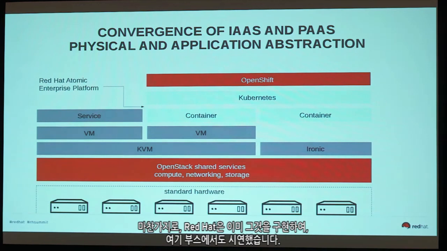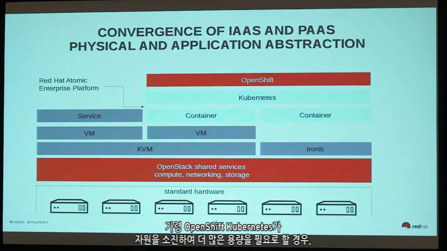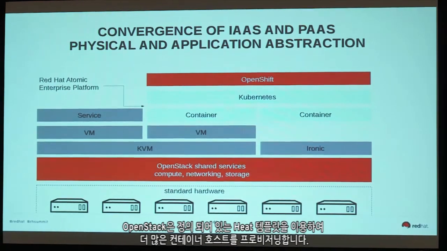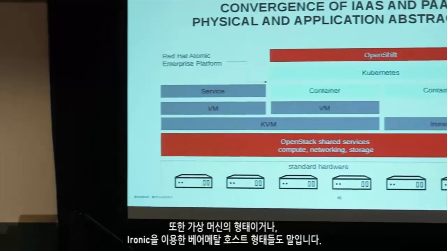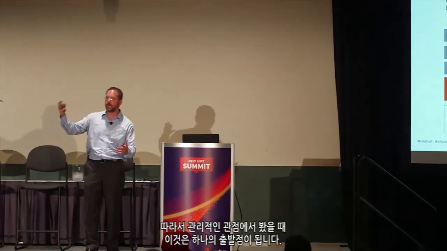Similarly, we've already implemented, and we demo it here at the booth, that OpenStack becomes the resource manager. If the container fabric in, let's say, OpenShift, Kubernetes, runs out of steam, needs more capacity, OpenStack, via a defined heat template, goes off and provisions more container hosts, either in the form of a virtual machine or via Ironic as bare metal hosts.